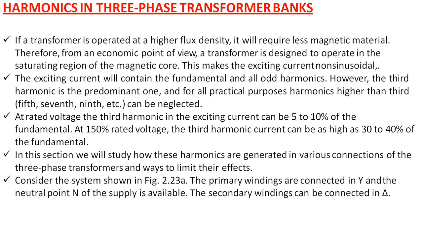At the rated voltage, the third harmonic in the exciting current can be 5 to 10% of the fundamental, and at 150% of rated voltage, the third harmonic current can be as high as 30 to 40% of the fundamental. In this section, we will study how these harmonics are generated in various connections of the three-phase transformer and ways to limit their effects. Consider a system where the primary windings are connected in star and the neutral point of the supply is available. The secondary winding can be connected in delta.